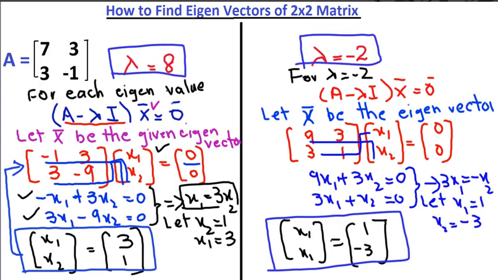That's all from today's lecture, on how you can find the eigenvectors of a 2 by 2 matrix. In my next lectures, I will tell you how you can find the eigenvalues and eigenvectors of a 3 by 3 matrix. Thank you.